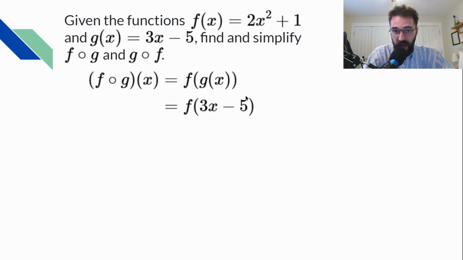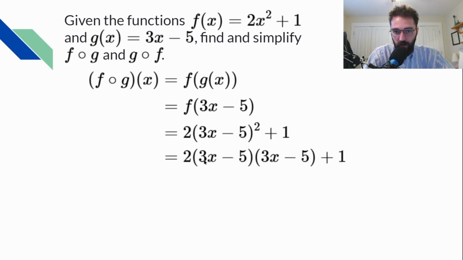But what does the function f say to do? It says to take what you're given and square it, multiply by 2, and then add 1. So that's exactly what we're going to do here to this 3x minus 5. Take what we're given and square it, multiply by 2, and then add 1.